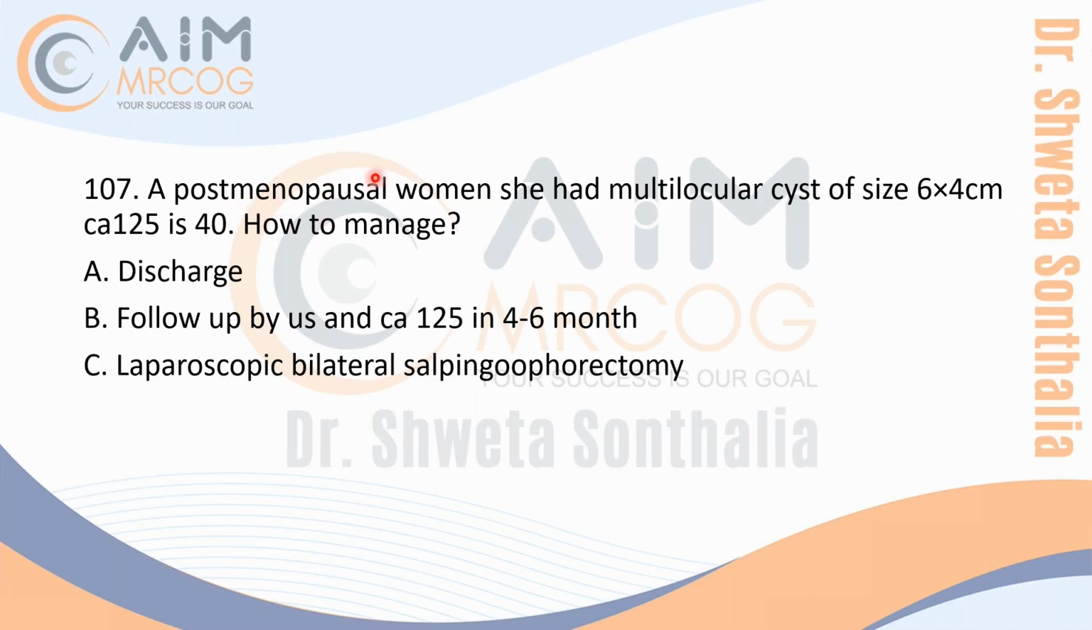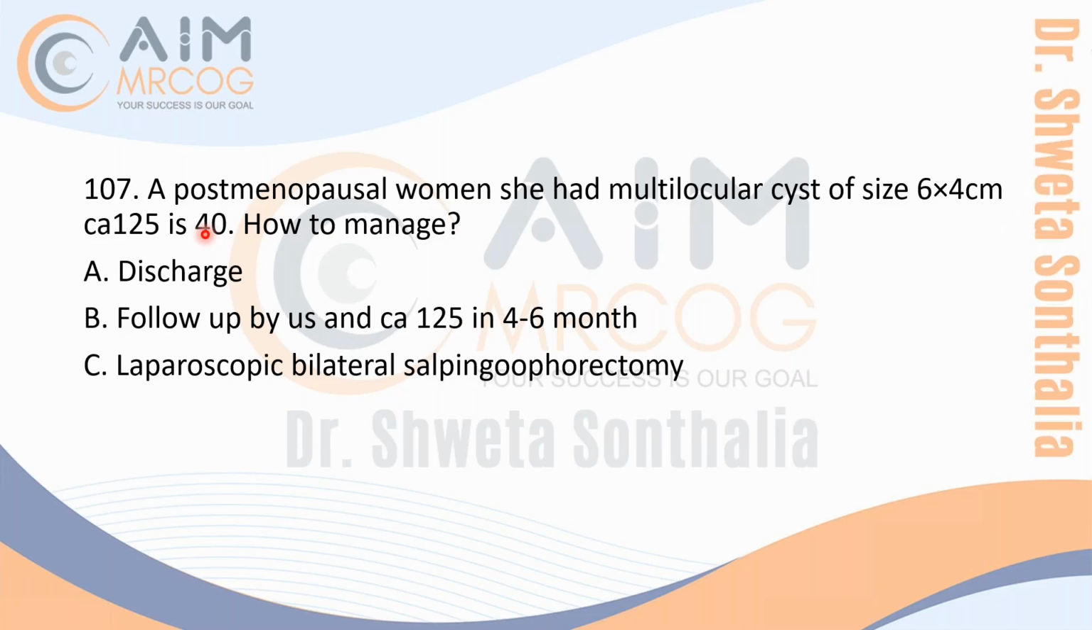So first of all, we have to do the RMI calculation. Postmenopausal will get a score of 3. Multilocular cyst gets a score of 1. Size doesn't get a score. So CA125 is 40, so 40 into 3 into 1, so it will become 120. So the score is 120, still less than 200.